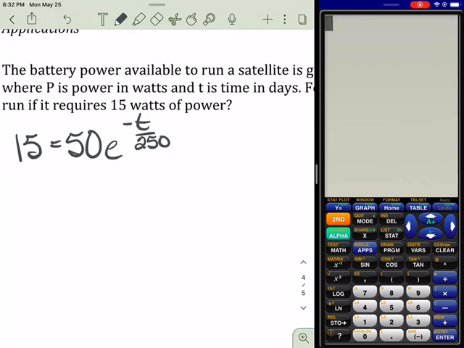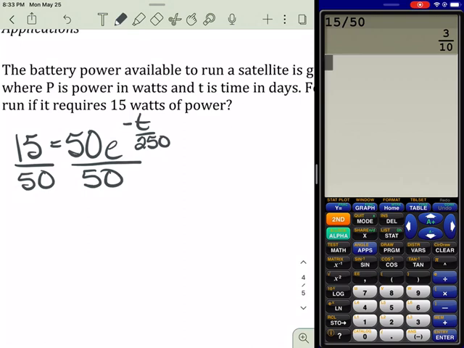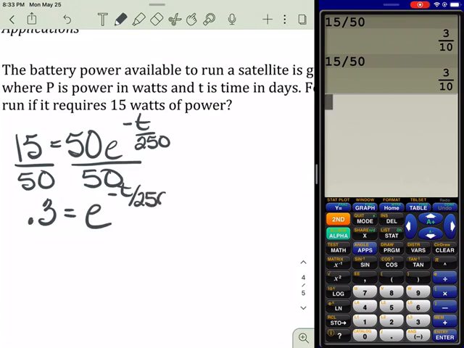All right, so the first thing is I see that I'm going to try and solve for t, which means I'm looking for an exponent, which means I want to try and get my base by itself. So the first thing I'm going to do is divide both sides by 50. So 15 divided by 50, let's get the approximate answer. Approximately 3/10, 0.3. So 0.3 is equal to e to negative t over 250.